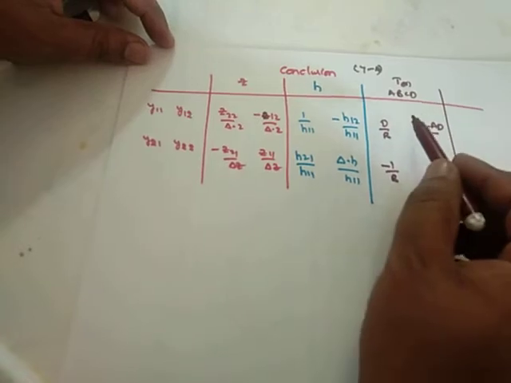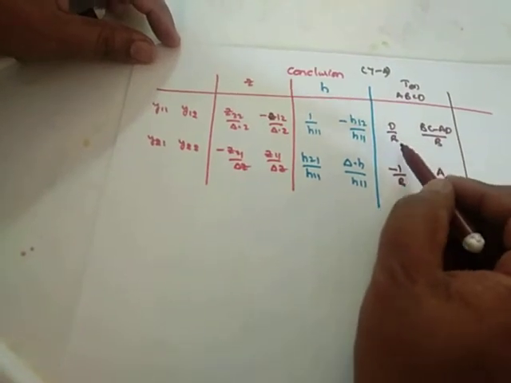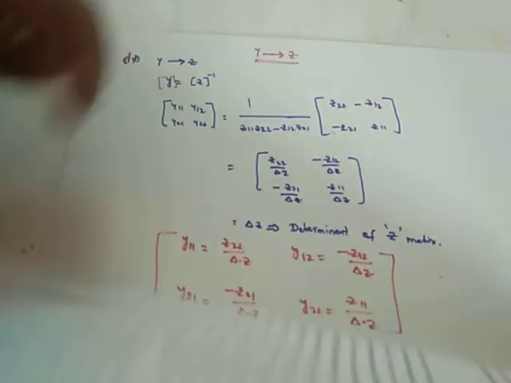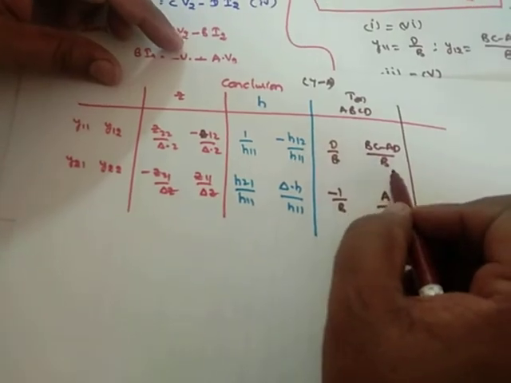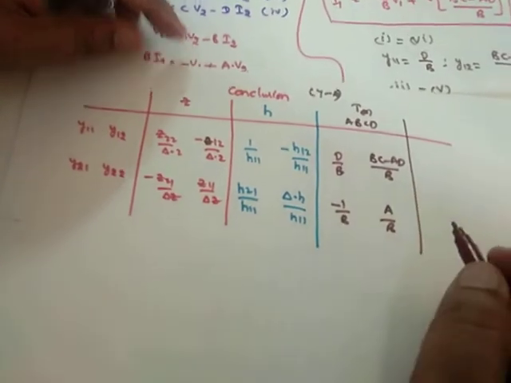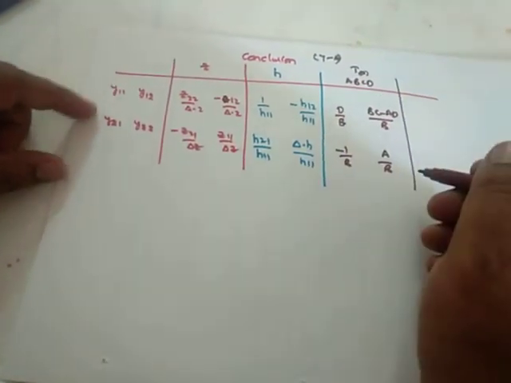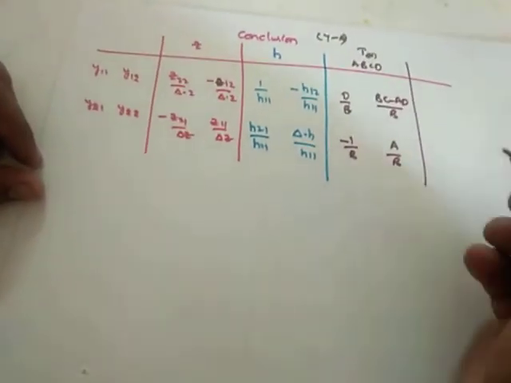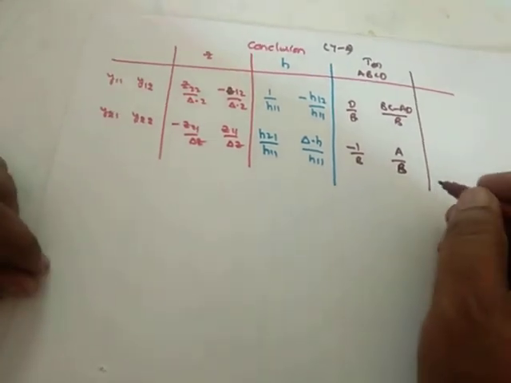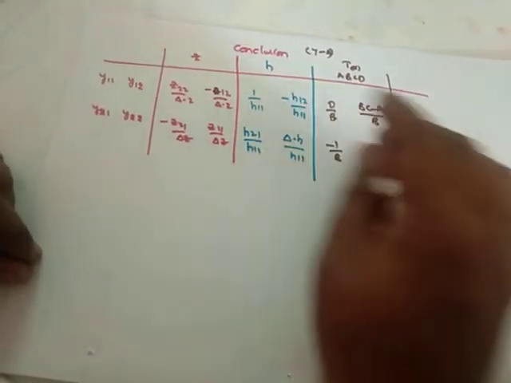Similarly, Y11 in terms of ABCD parameters is D by B, Y12 is equal to BC minus AD by B, Y21 is equal to minus 1 by B, and Y22 is equal to A by B. Like that, you can easily convert one set of parameters in terms of the remaining three sets of parameters.